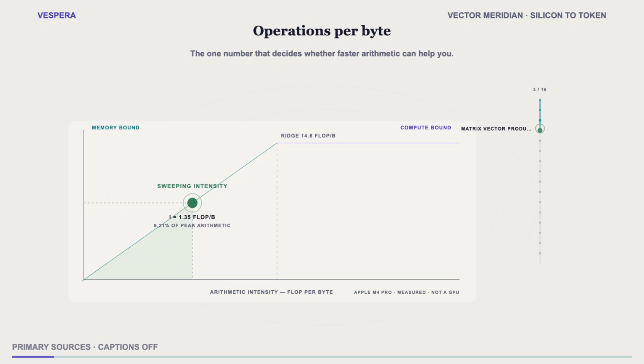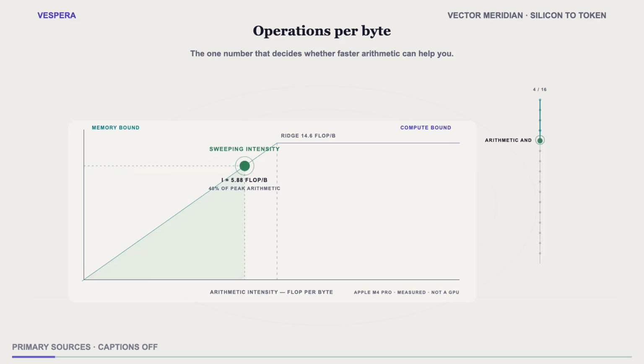Let us compute it for a few things, because the numbers are much more spread out than intuition suggests. Start with vector addition. Read two numbers, add them, write one. In 4-byte precision, that is 12 bytes moved for one operation. Arithmetic intensity, about 0.08, catastrophically low. Vector addition is not really a computation. It is a data movement job with a token gesture toward arithmetic in the middle.